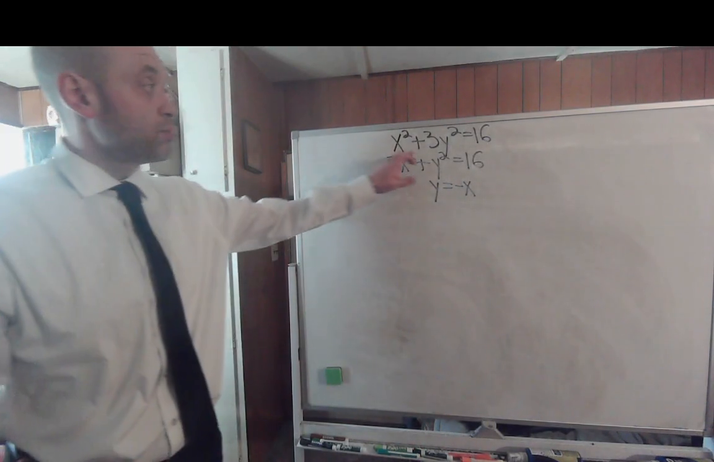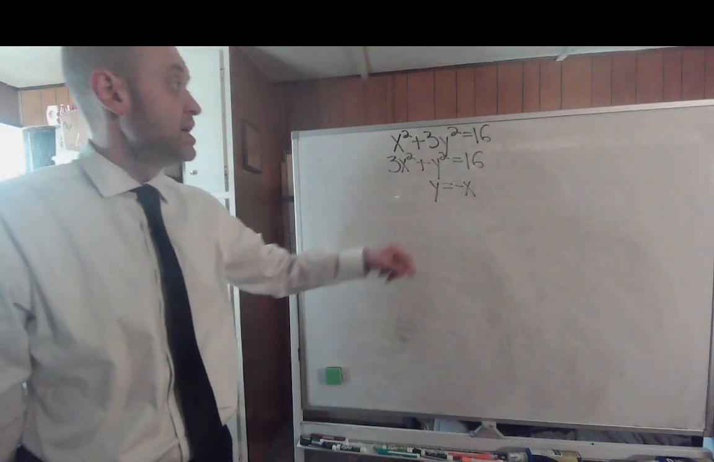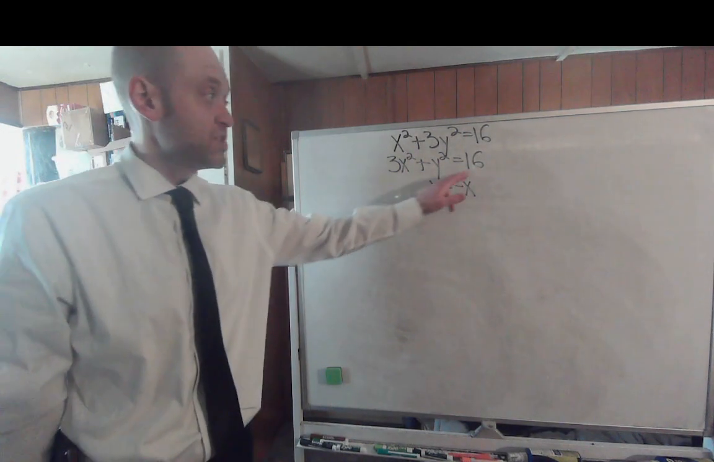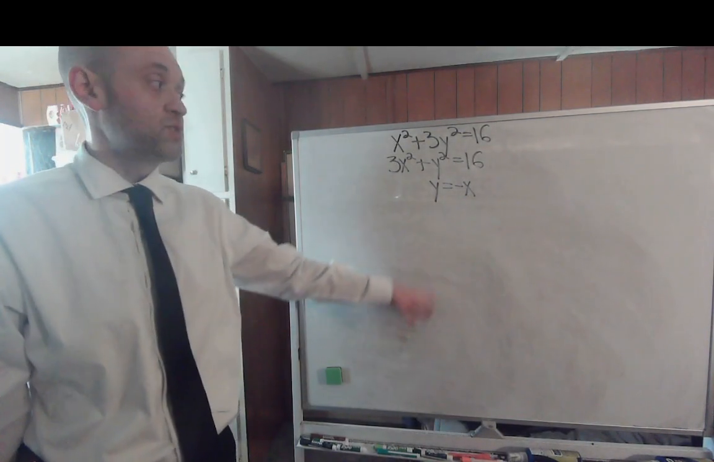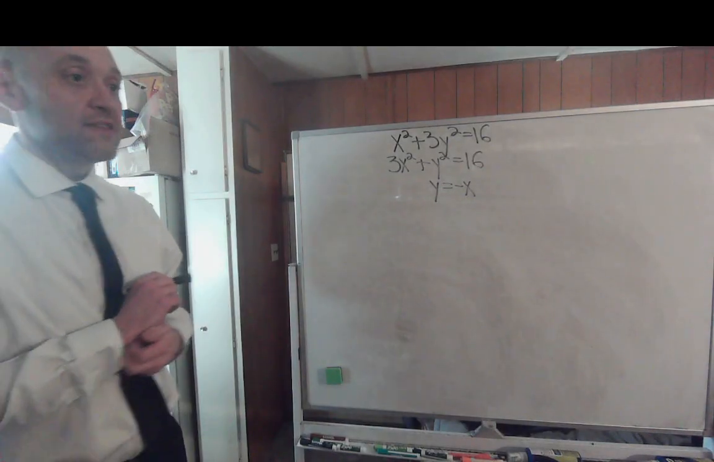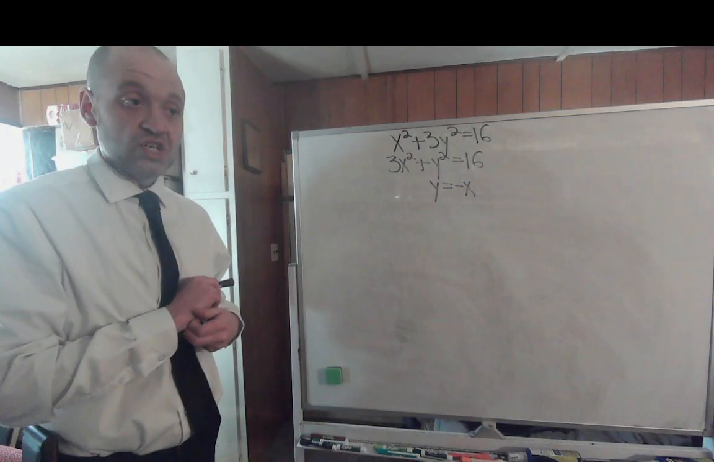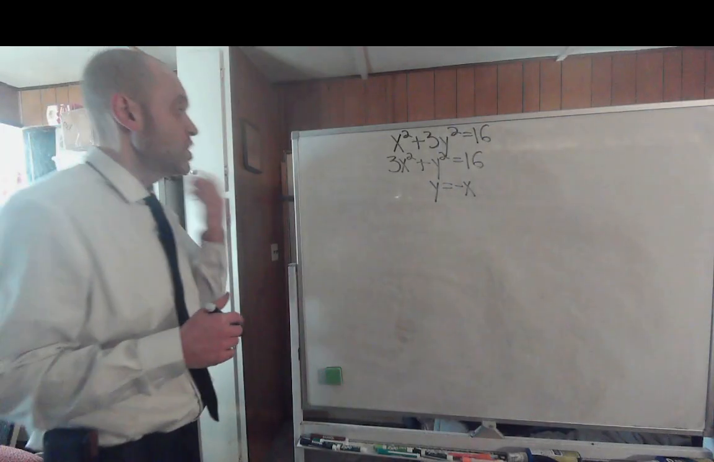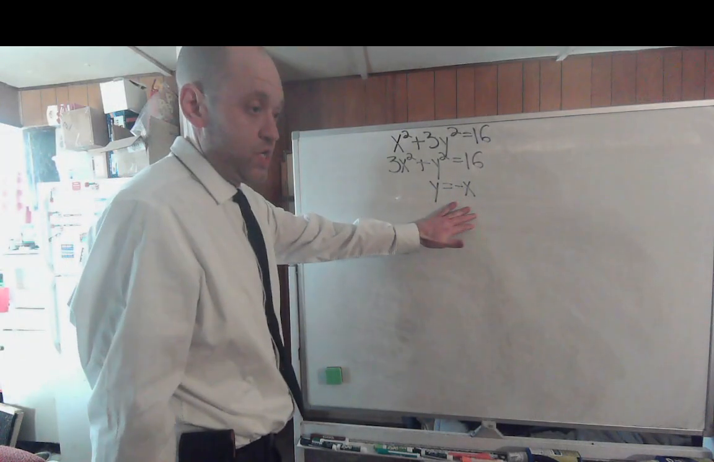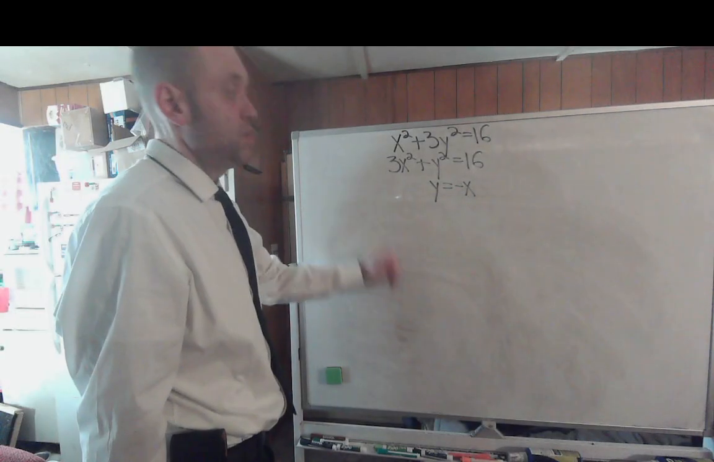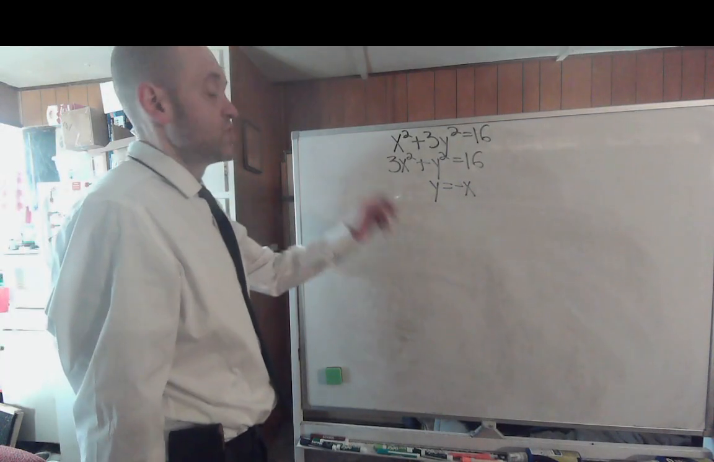You have x squared plus 3y squared equals 16, which is the equation of an ellipse. You also have 3x squared plus y squared equals 16. That's another ellipse. Then you just got y equals negative x, which is a line. So we need to figure out if these two ellipses and a line intersect anywhere, and if so, where all three would intersect. So when you have a linear equation and then two quadratics, you can almost treat that y equals negative x as an identity, which is going to make your life easier.